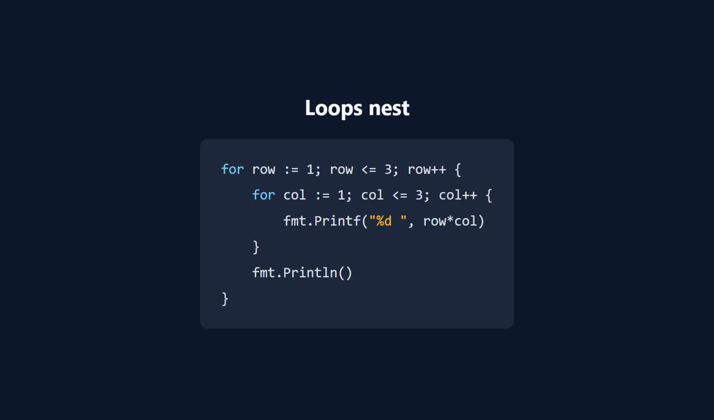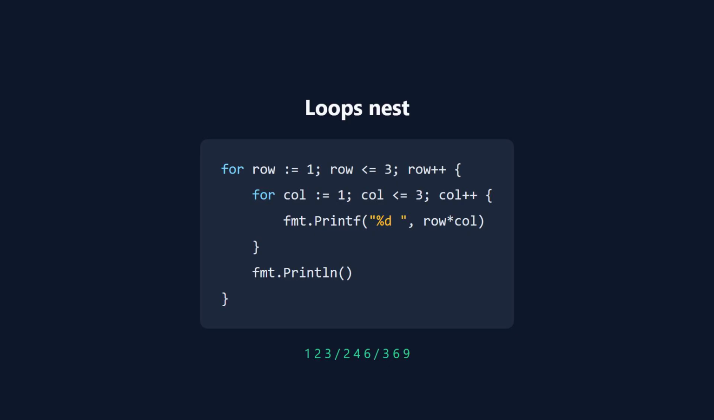Loops go inside other loops, and the rule is simple. The inner loop runs all the way through, every single time the outer loop takes one step. So the outer loop picks a row, and then the inner loop runs across all 3 columns for that row. Each pass prints row times column, giving us a small times table. 1, 2, 3, then 2, 4, 6, then 3, 6, 9. The empty Println at the end of the outer loop is what starts a new line after each row. It prints nothing but the new line.